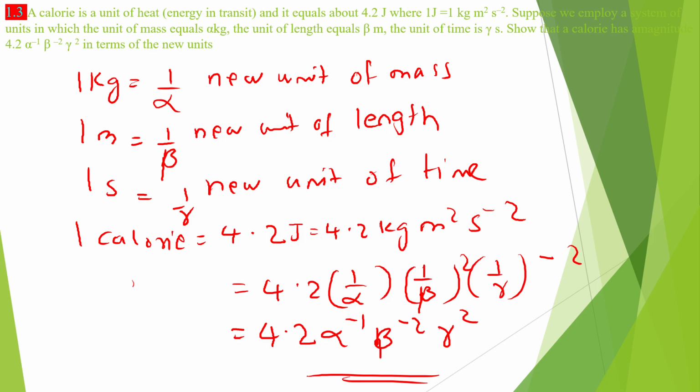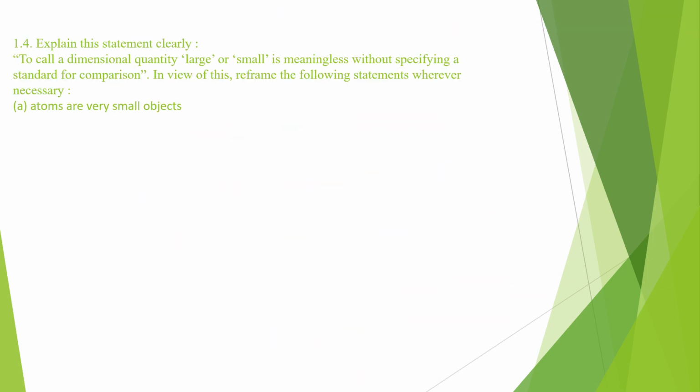Alright, I think you understand this. Because we have a new unit of mass alpha kg, we are taking 1 kg as 1 by alpha new unit of mass, and 1 meter equal to 1 by beta new unit of length. 1 second is 1 by gamma new unit of time. Alright, when you do the substitution, we are getting the answer like this. Let us go to question number 4.